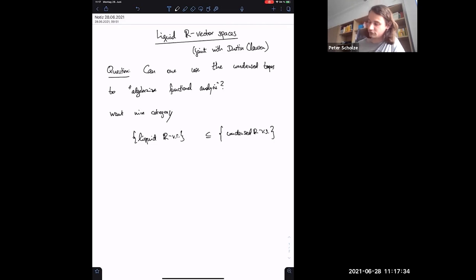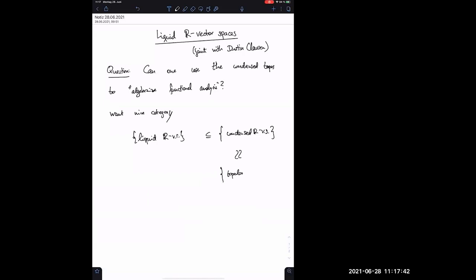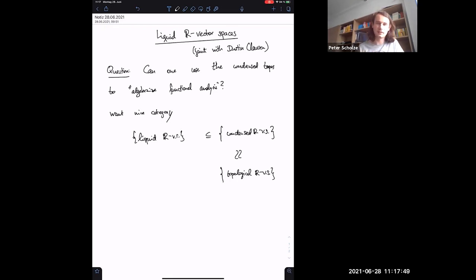What you should have in mind as the analogy is that the category of all condensed R vector spaces is roughly analogous to all topological R vector spaces. But if you work with all of them, then you can't really control those. In particular, if you try to form a tensor product, you do want to take some kind of completed tensor product when you work with topological vector spaces. You don't just want some kind of abstract algebraic tensor product.